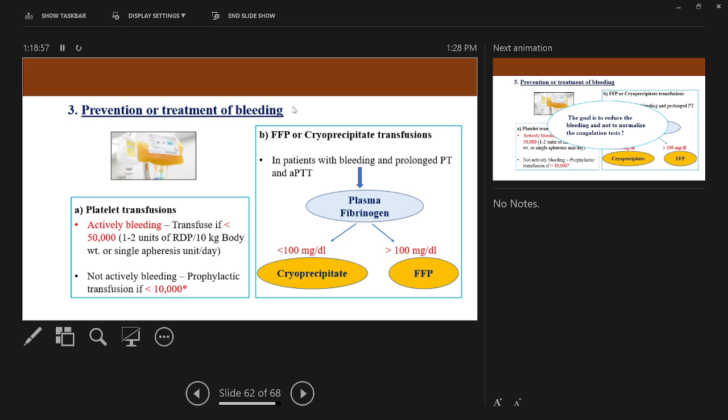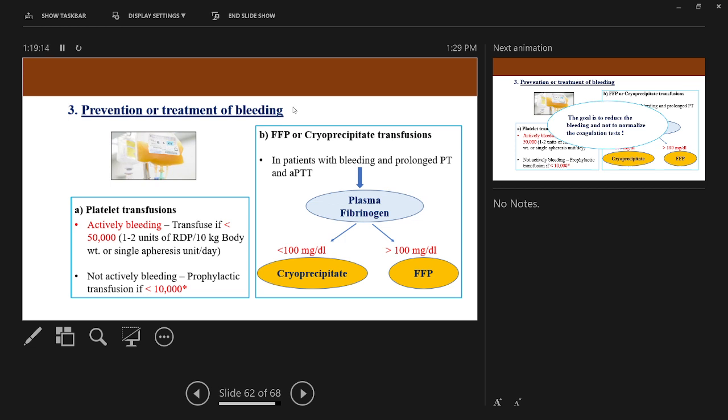And the dose is again the same as we have seen. If the patient is not actively bleeding, the cutoff given for prophylactic platelet transfusion is less than 10,000. FFP or cryoprecipitate transfusions are for patients who are bleeding with a prolonged PT and APTT.